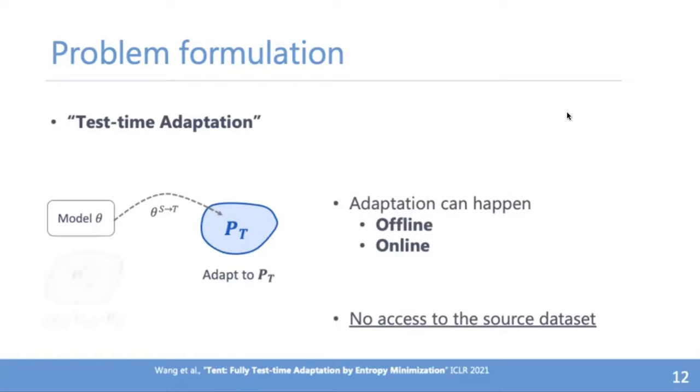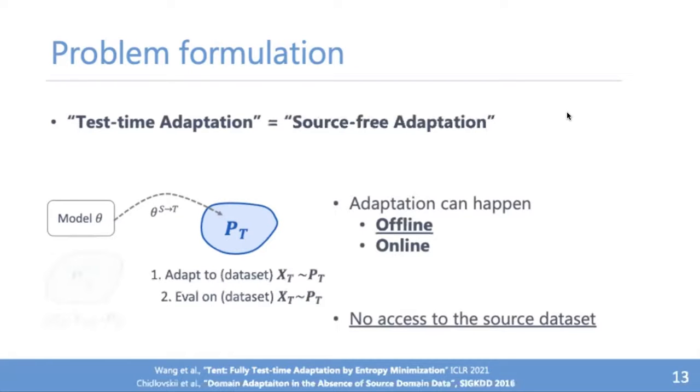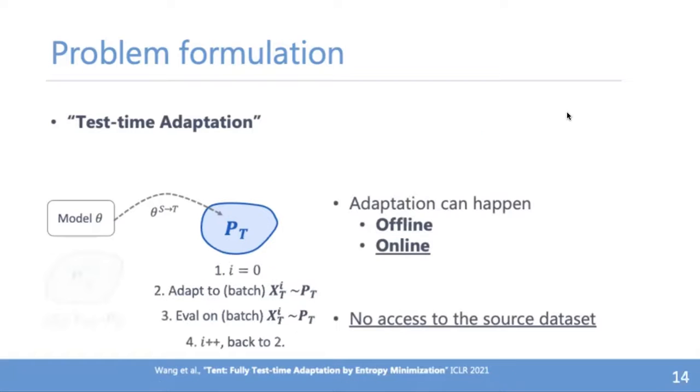I think there is a little bit of a mess in the details. If adaptation happens offline, test time adaptation equals source-free adaptation. There's no difference. But things get more complex and, in my opinion, interesting if adaptation happens online. So you keep adapting to batches of test samples as they come along, and you need to perform properly on these batches of samples. And so in this case, test time adaptation really becomes a problem on its own.